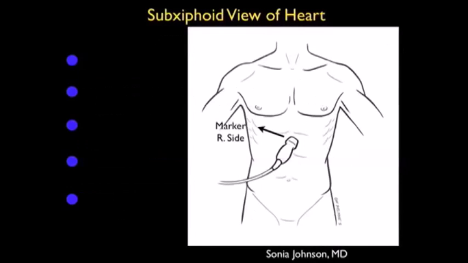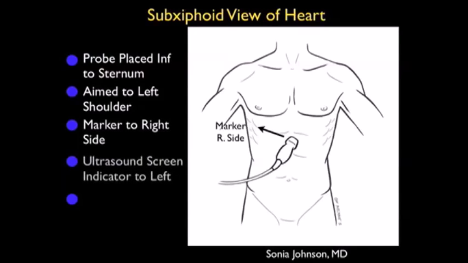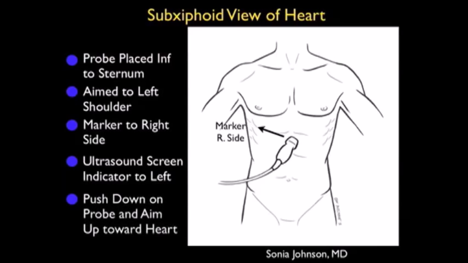Now let's learn how to perform the subxiphoid view of the heart. As shown in the pictorial to the right, the probe is coming from an abdominal position, placed just inferior to the xiphoid tip of the sternum. It's important to lay the probe flat and push down and under the sternum, aiming towards the patient's left shoulder. Now the marker dot on the probe should be over towards the patient's right side, with a caveat that the ultrasound screen indicator dot is over towards the left of the screen.